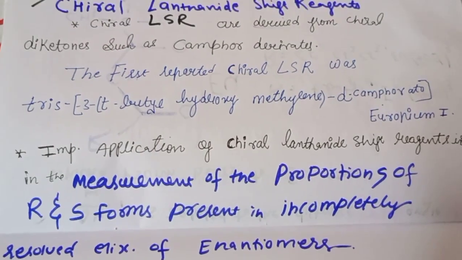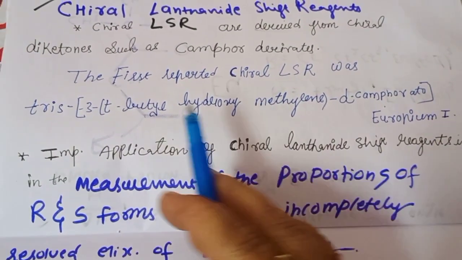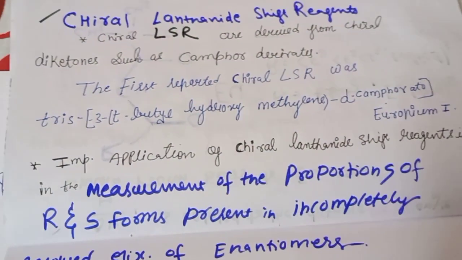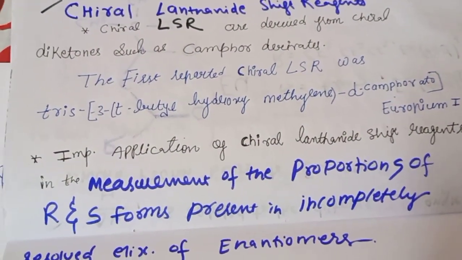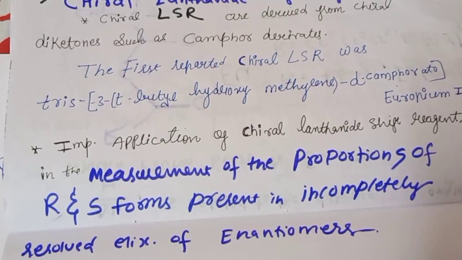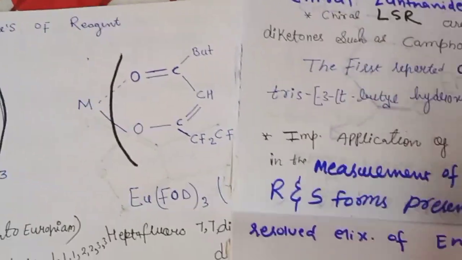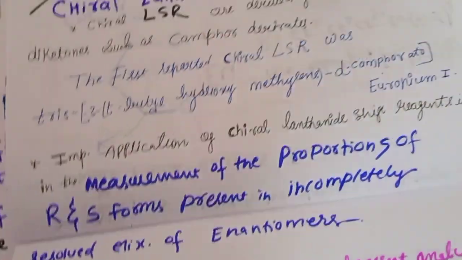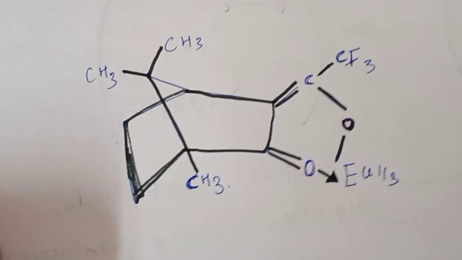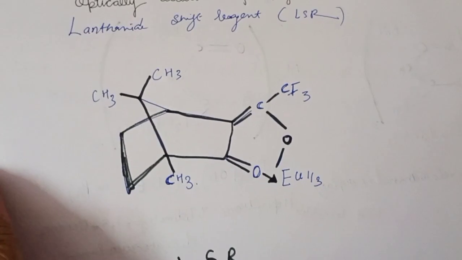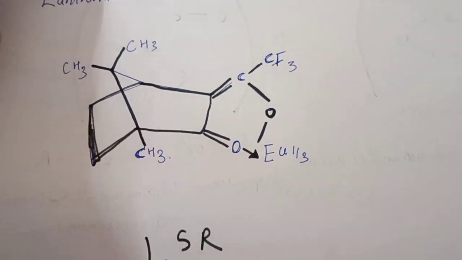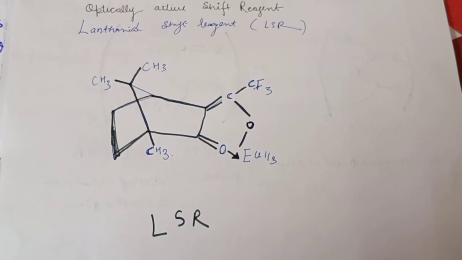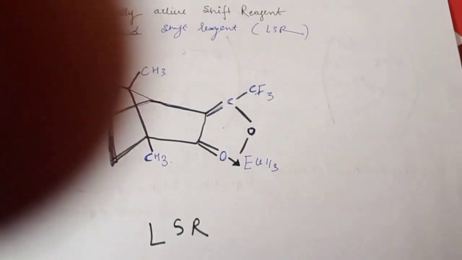One important thing: some chiral lanthanide shift reagents are also there. What is the meaning of chiral carbon? As you all know, a chiral carbon atom is a carbon having 4 different groups. So see here, this is our optically active lanthanide shift reagent. It is one form of that only. So these are our optically active shift reagents, and they have a wide application in our NMR spectroscopy.